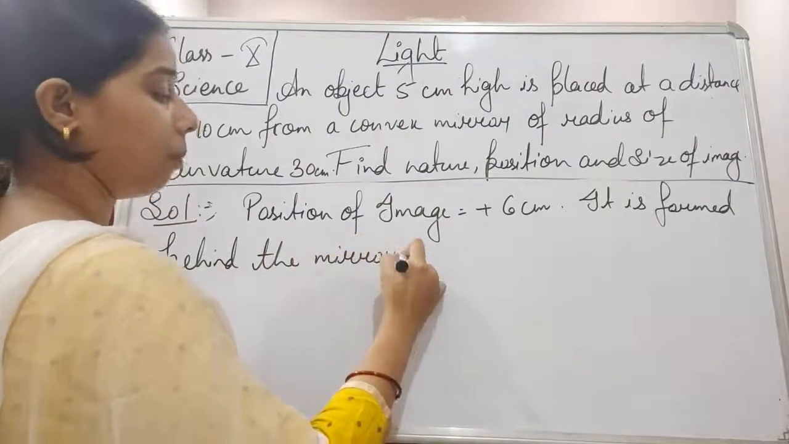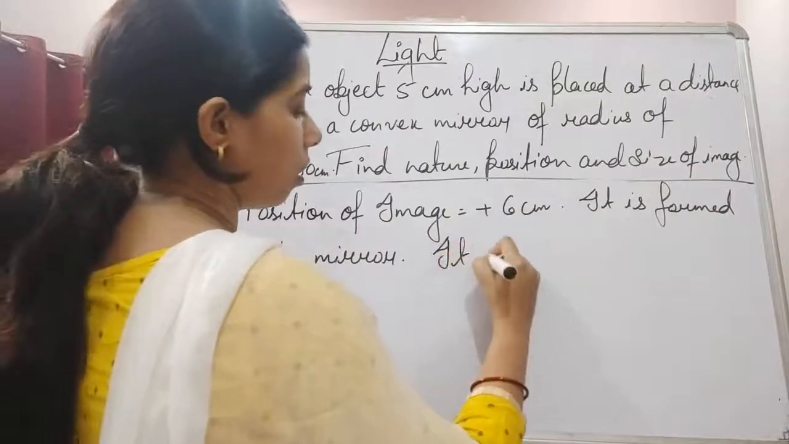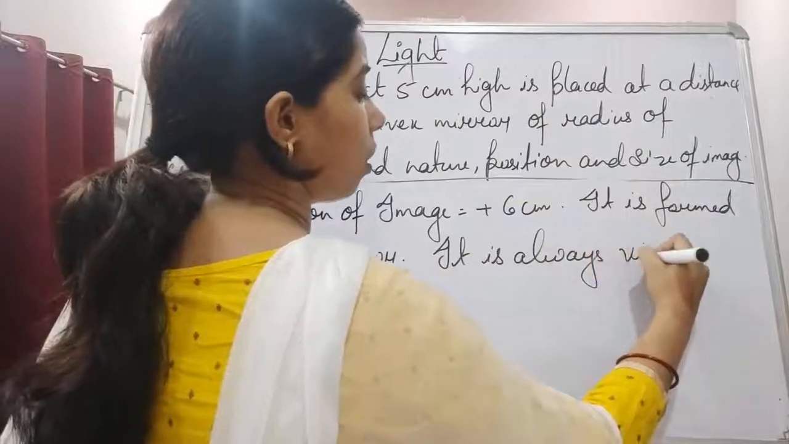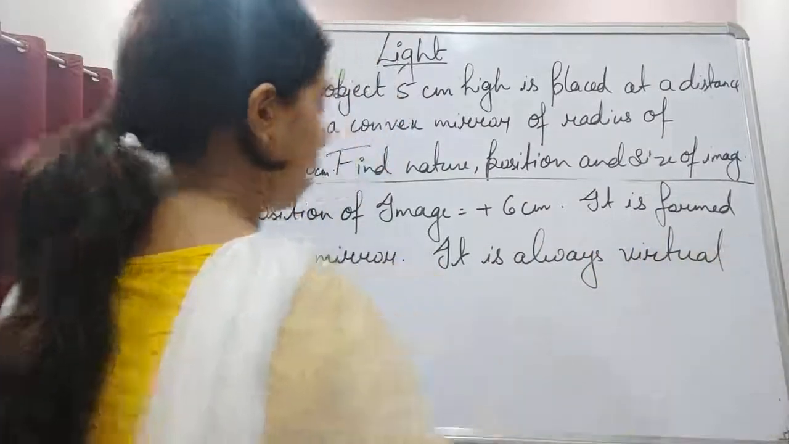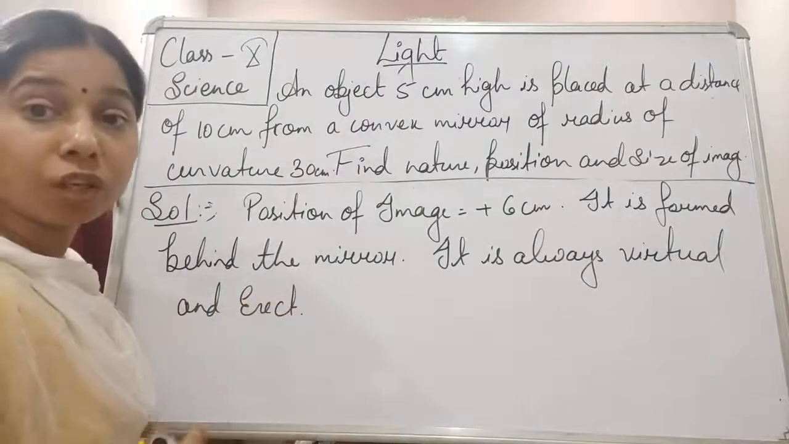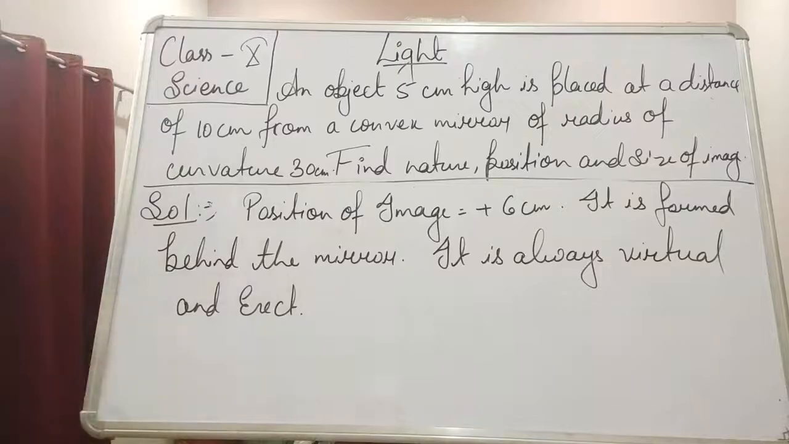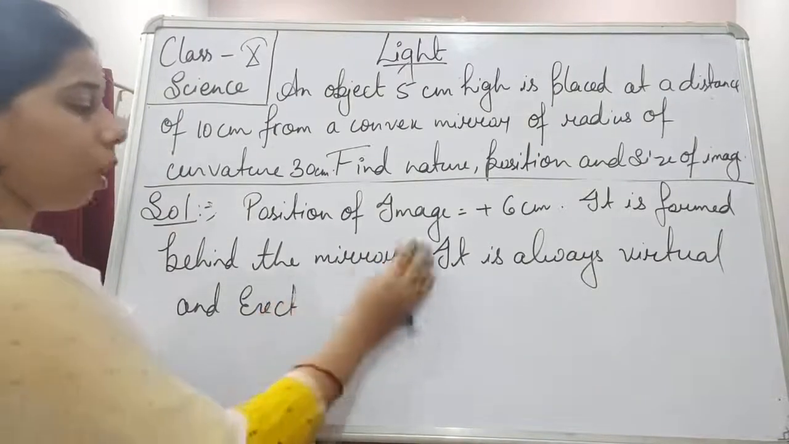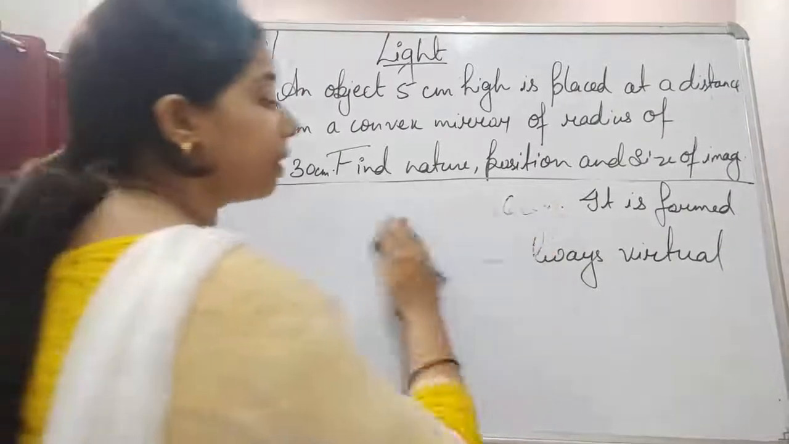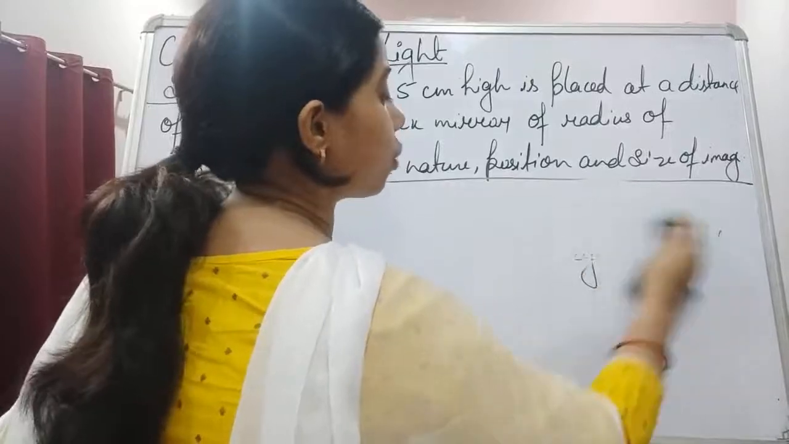Behind the mirror. And if it is behind the mirror, it is always virtual and erect. So the nature of the image will be virtual and erect behind the mirror, and just because of that it is positive. So nature and position we got it, students. Now what we have to understand here is the size. How could we get the size of the image? And that is represented by H2.